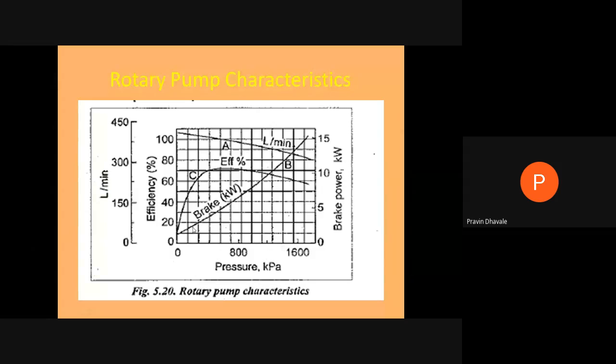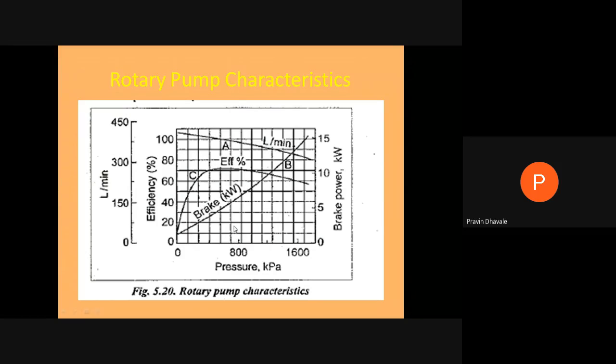This graph will show the brake power, this will show the efficiency, and this graph will show the efficiency of the rotary pump. From this graph, what you are observing is that as the discharge pressure goes on increasing, the brake power or output of the pump moves linearly or proportionally.